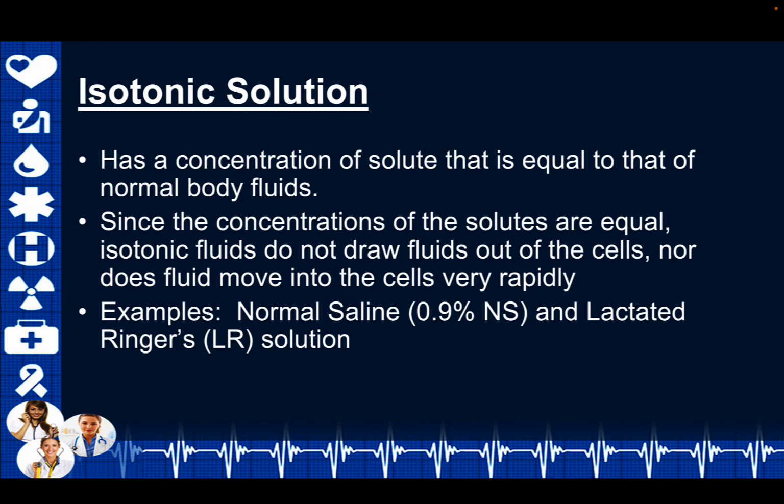They're not going to be pulling water or solutes from one compartment to another because they have an equal concentration. And so there is no essential imbalance for diffusion to start moving things from areas of higher to lower concentration. Examples of isotonic solution include normal saline and lactated Ringer's solution.